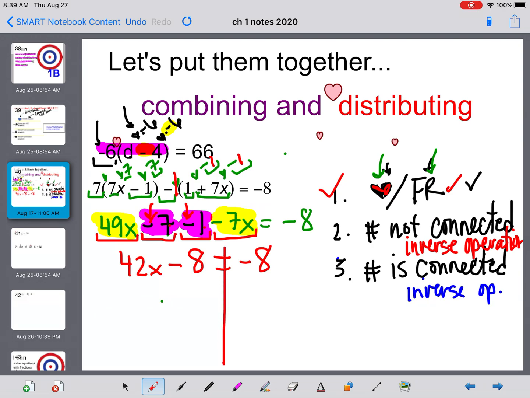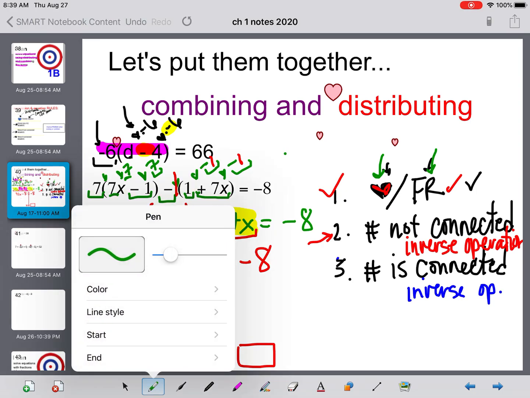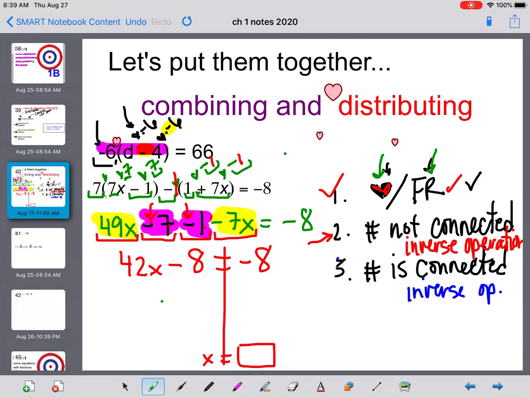So now I'm ready to solve. And I'm going to draw my line down, my equal sign. And my goal here is to get x by itself and figure out what number it is equal to. And so I'm going to move the number that's not connected to my variable or get rid of it first. So the next step is I'm going to look for my variable. Here's the number that is connected, right? So I want to save that. That's not what I'm getting rid of first. I'm getting rid of the -8 first.